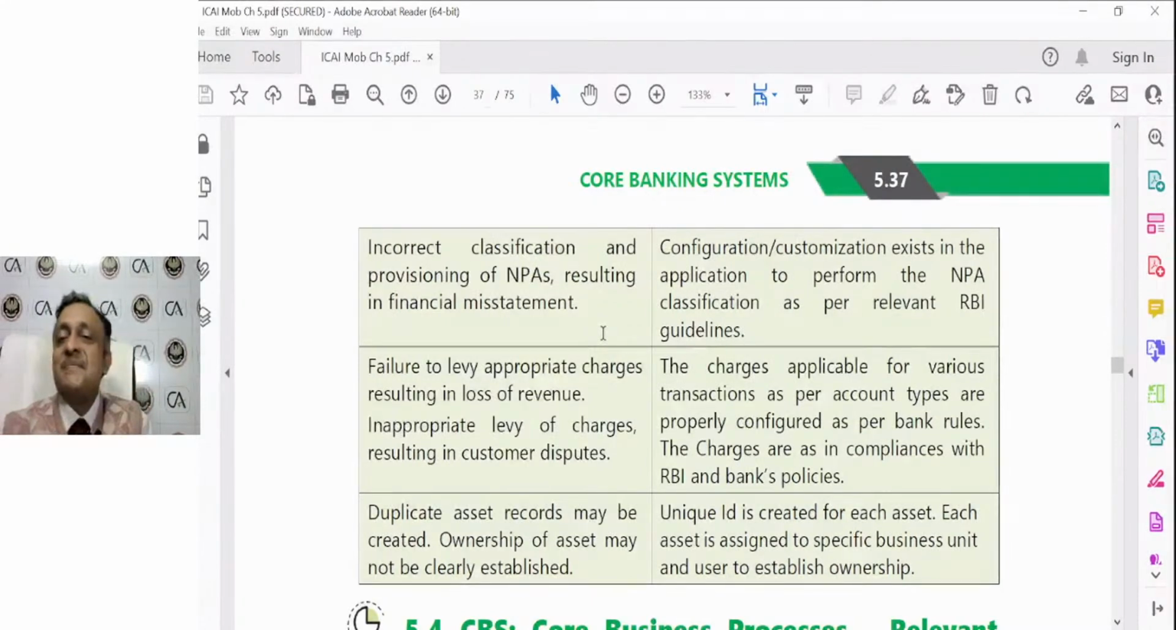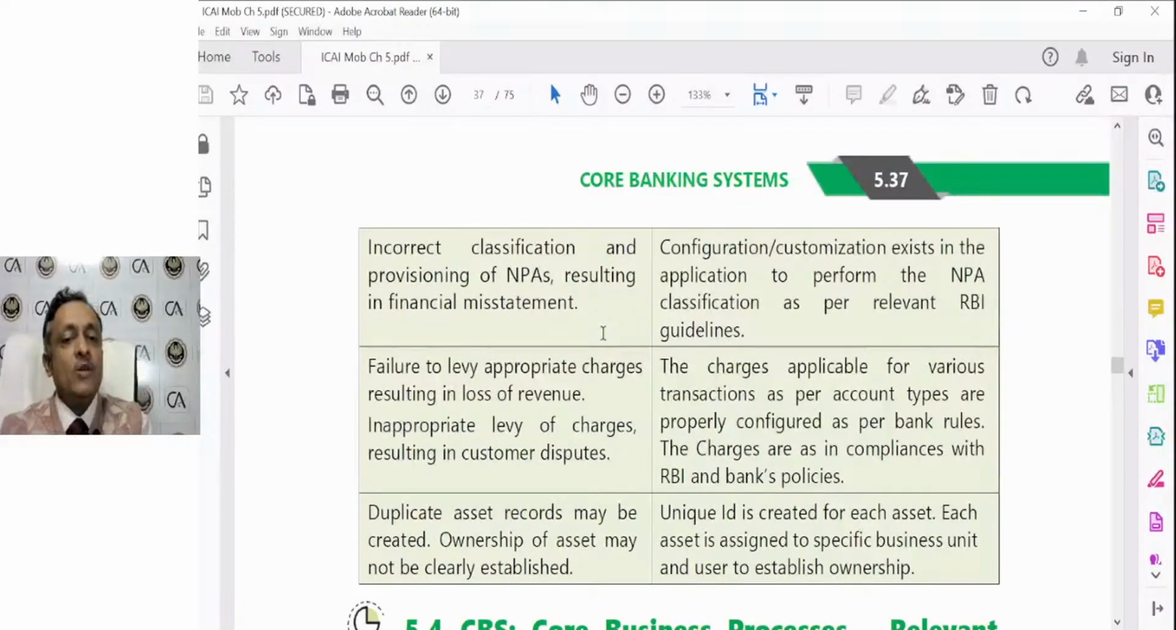Time is restricted. So configuration, customization exists in an application to perform NPA as per the RBI guidance. Okay. You have read the provision; a few of you have read and few have not read, so I'm not discussing. Okay. So non-performing asset, that definition is known to us.